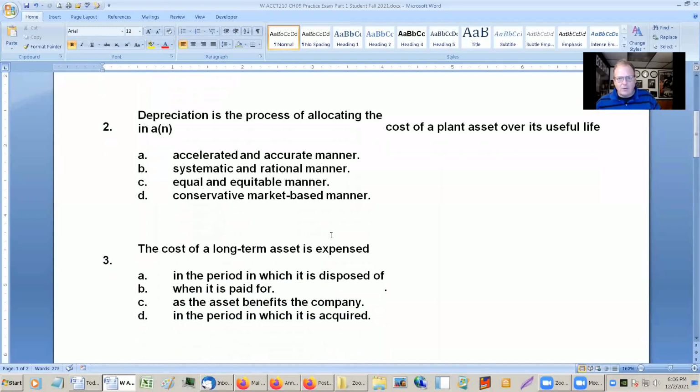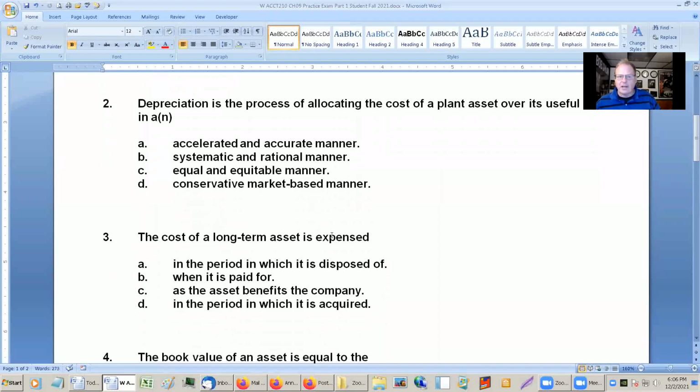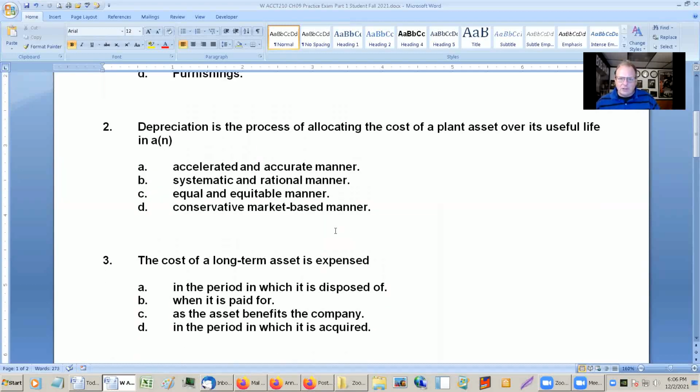Number 2 is one of the more difficult ones. I think I talked about this. I think it might be in the handout, maybe in the first part of the handout. Depreciation is a process of allocating plant costs over the useful life in a... I'm thinking B. Yes, good.